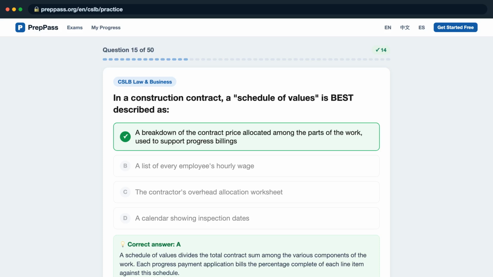A schedule of values divides the total contract sum among the various components of the work. Each progress payment application bills the percentage complete of each line item against this schedule.